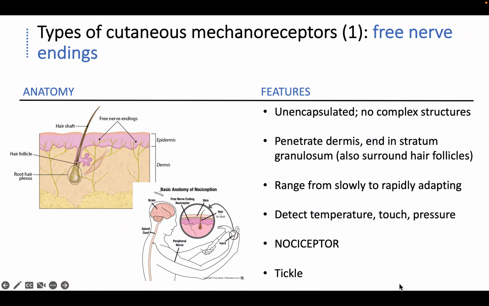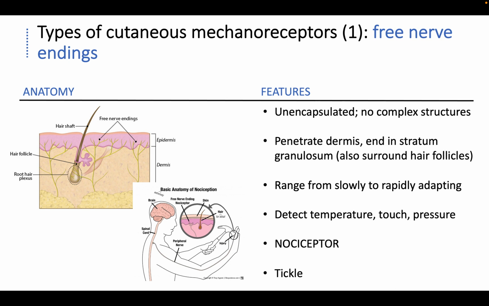All right, so welcome back. So in this part, we're going to talk about some specific types of cutaneous mechanoreceptors. So if you recall, mechanoreceptors are those that are responsive to actual physical mechanical stimuli that in some way pull, push on, or distort the actual nerve endings of the dendrites that then allow a signal to be sent back to the central nervous system, right?